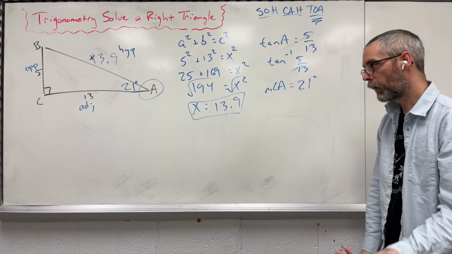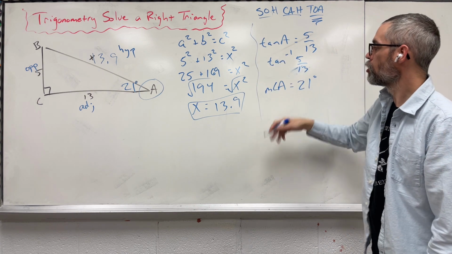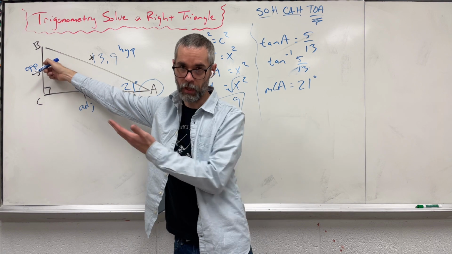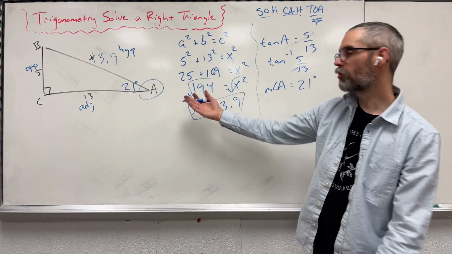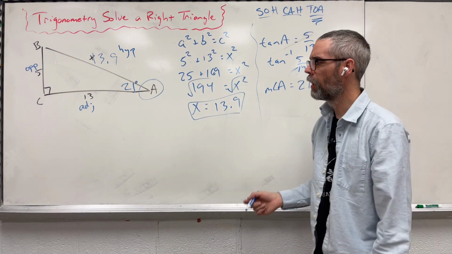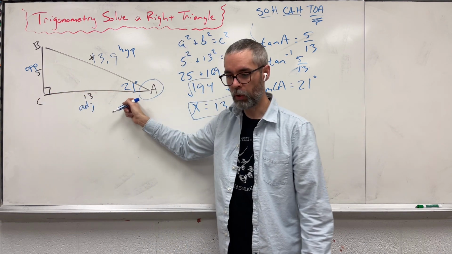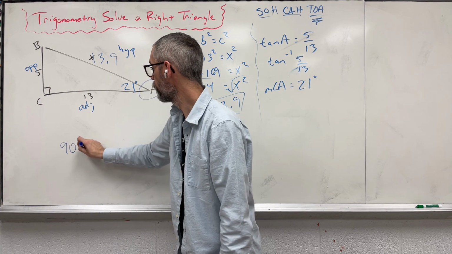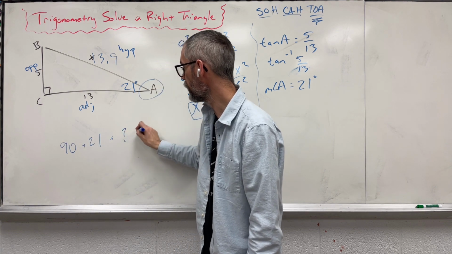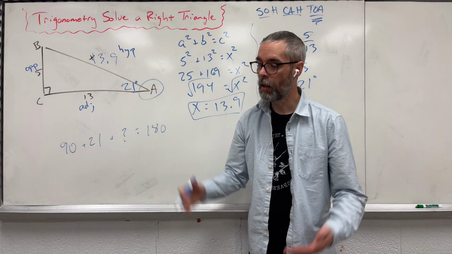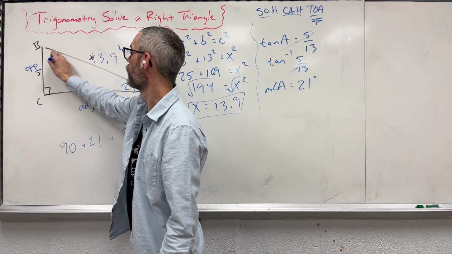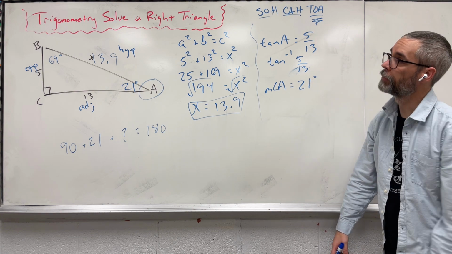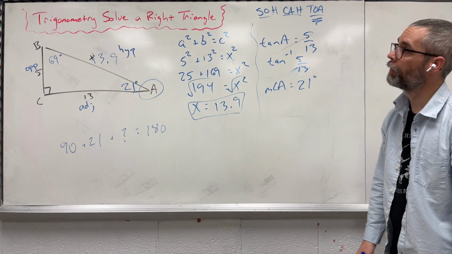So this works out kind of nicely because I could do this whole process all again, standing this time from angle B. But because 21 came out so nice and easy, 90 plus 21 plus what mystery number? So we'll say 90 plus 21 plus mystery equals 180. That mystery number ends up being 69 degrees when you subtract everything. So that's using trigonometry to help solve a right triangle.